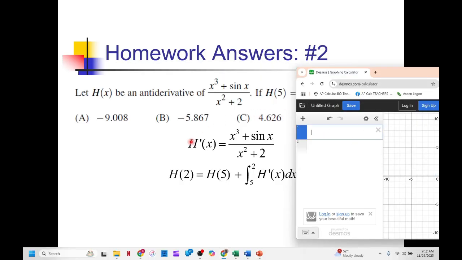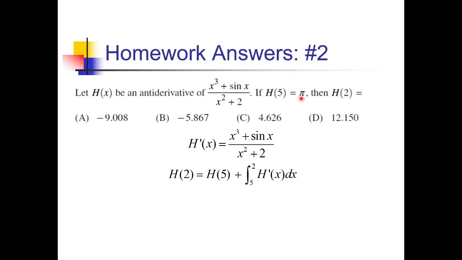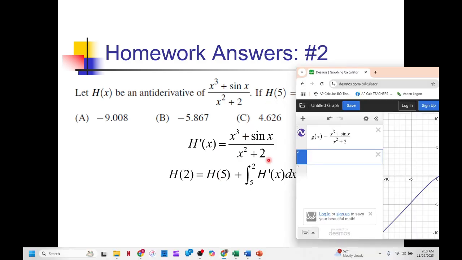And I'm going to define my h prime. I'm just going to call it g. So g equals fraction x cubed plus sine of x over x squared plus 2. And now h of 5, again, they said that that was pi. So I'm just going to write pi for pi. So pi plus integral, int, from 5 to 2.